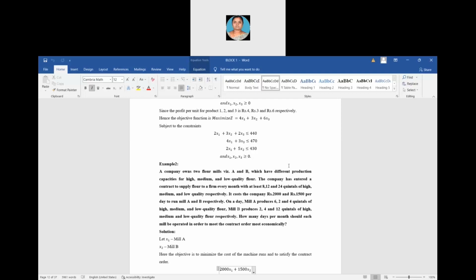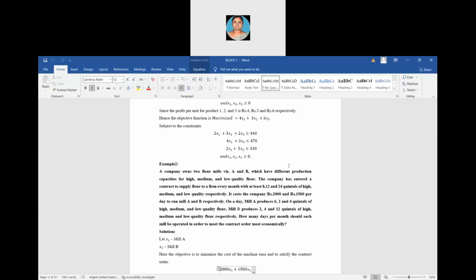So what decision variables do we require here? x1 and x2, or else we can take it as x and y, or c and d, whatever, according to our assumption, which have different production capacities of high, medium, and low quality floor. So they are distinguishing their capacities as high, medium, and low quality floor. And the company has entered a contract to supply floor to a firm every month with at least 8, 12, and 24 quintals of high, medium, and low quality respectively.